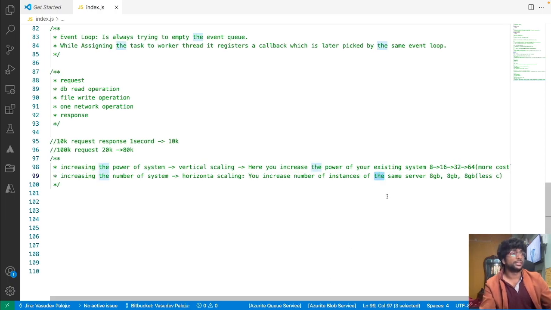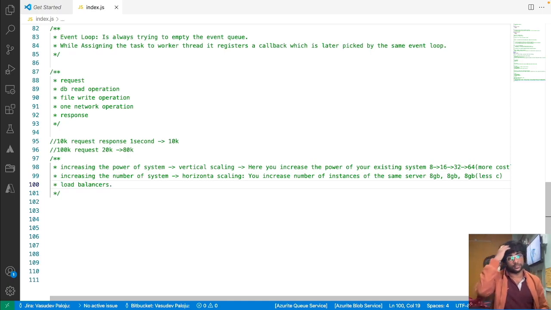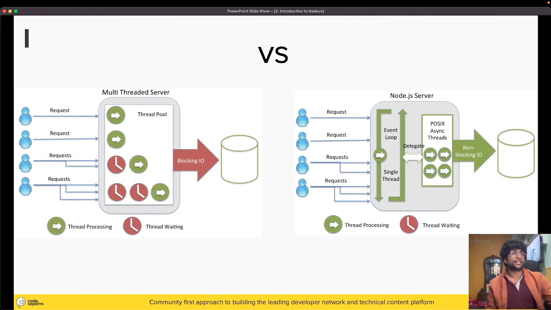But in horizontal scaling, again, now you have to divide the traffic between your multiple instances. It means you're running the same code in different instances. Now, when some request comes in, you have to intelligently determine or divide your traffic. So that's going to be achieved using load balancers. So every system has its own breakdowns and own complexities involved in it. This is the problem in a multi-threaded system.